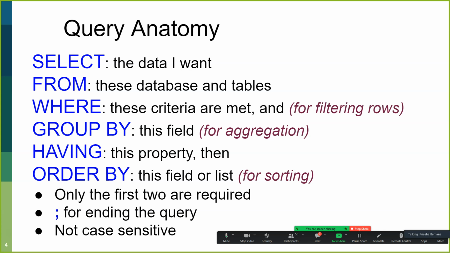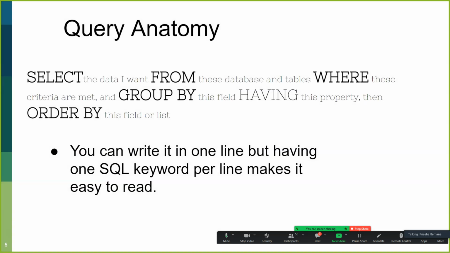The other thing is, it is a good practice to put each of these keywords on a separate line, because it becomes very easy to read. But you can also just put them on one line. That also works fine, like this, for example. Select the data I want from this database and tables, where these criteria are met, group by this field, having this property, then order by this field or list. This is a SQL query. It could take you a little bit to grasp all the details, but once you know this, you can write a decent SQL query.